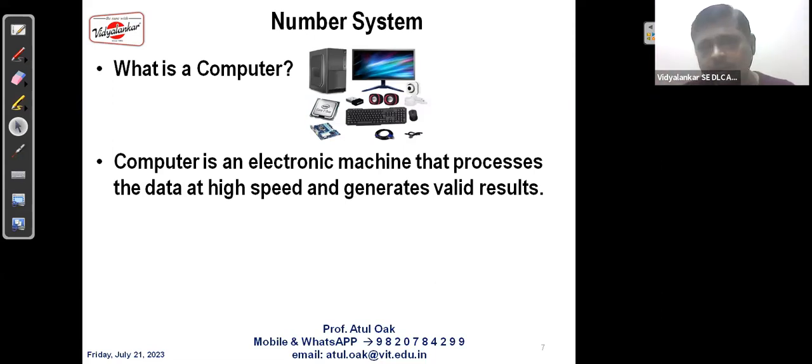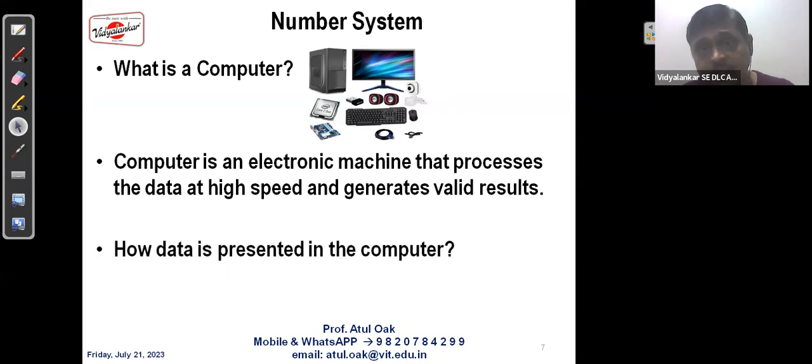Now the question is, if computer is electronic machine that processes data, how this data is presented in the computer. I repeat, my question is how this data is presented in the computer. How this data is stored in the computer.